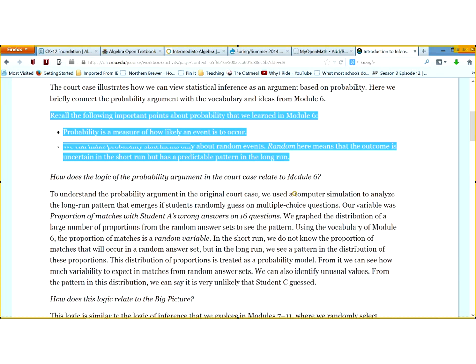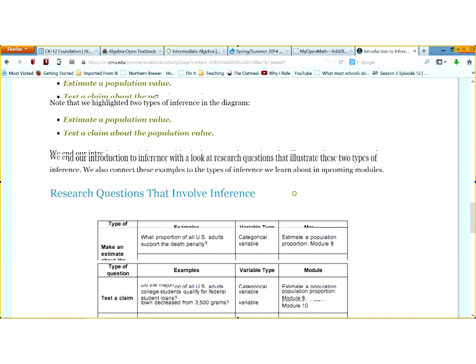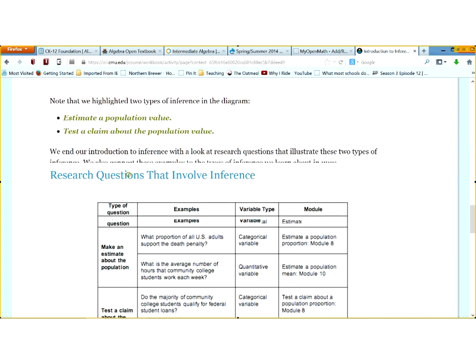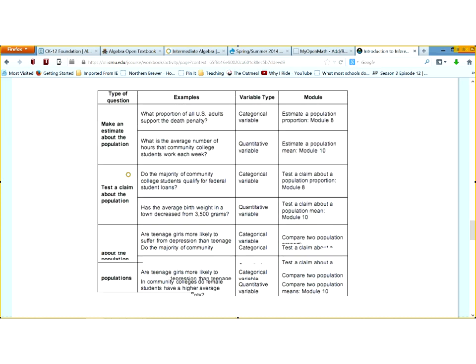Okay, let's see here. I think we can go on. Oh, and here's two types of inference. We've talked about these before: estimate a population value, or test a claim about a population value. And then here are some different research questions for each type.